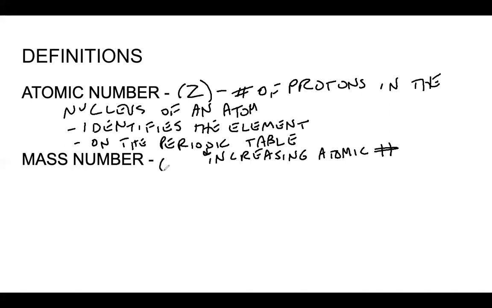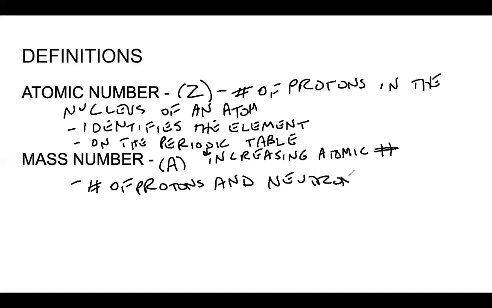Okay, now what is mass number? Well, mass number, crazily enough, is represented by a capital A. Mass number is the number of protons and neutrons in the nucleus of an atom. Because they're the particles that are in our nucleus, the protons and the neutrons.